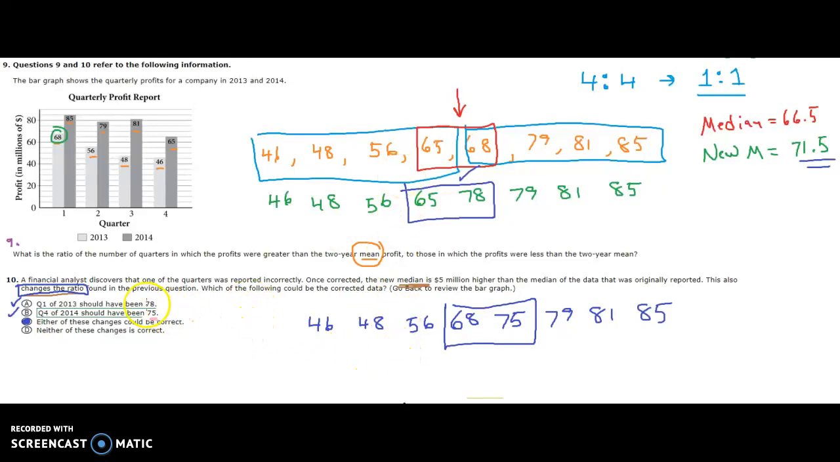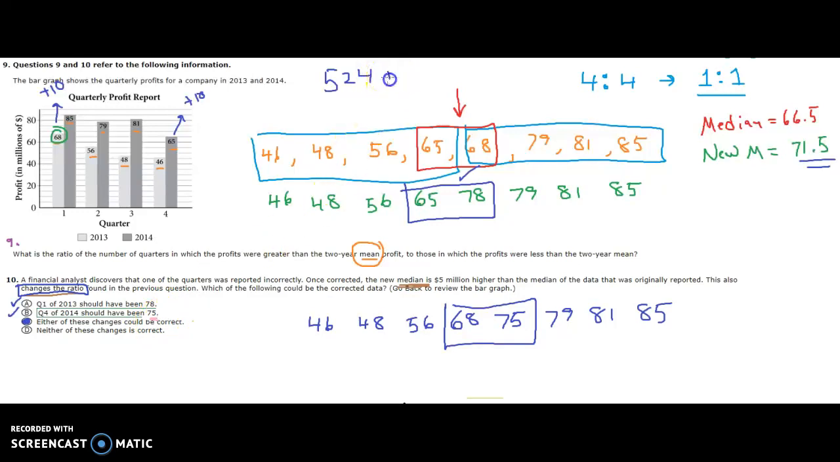Well, if you think about it, in both of these cases, we've increased one of the values by 10, right? So look at A. Quarter 1 of 2013 was originally 68. They want it to be 78, so that's a plus 10. We added 10 million to our profit margin. And this one also should have been 75. It was originally 65, but we also added 10. So remember, the original number we had, if you added up all these data points from the beginning, was 524. But in both of these situations, we've increased one of those data points by 10.